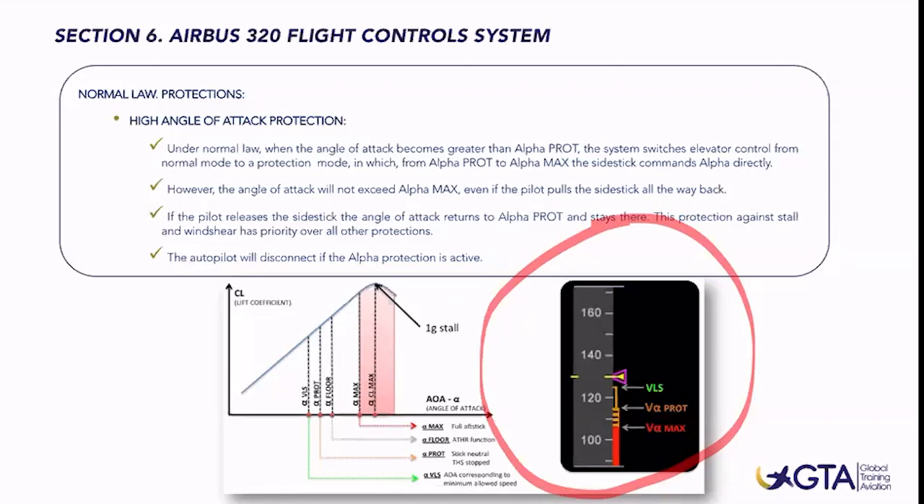beyond this red max. Then, if the pilot releases the side stick, the system will take the nose down, and we will change from alpha max, the red strip, to alpha prot, the yellow strip, and we will stay there. This is basically how this high angle of attack protection works. The autopilot will disconnect, of course, when this high angle of attack protection becomes active.